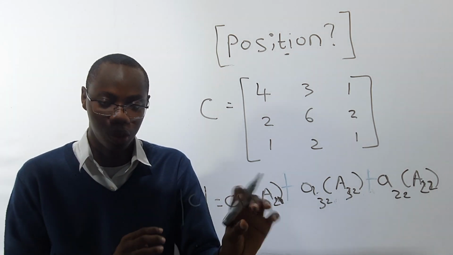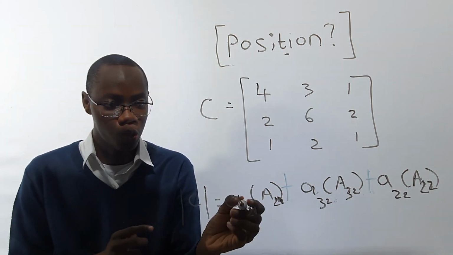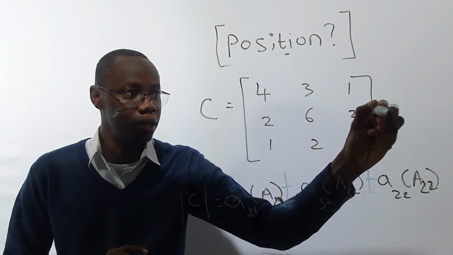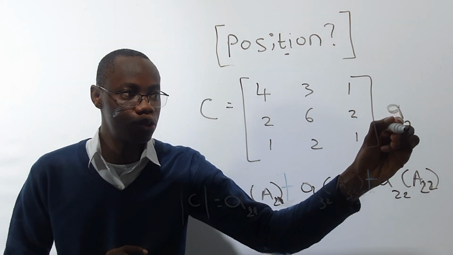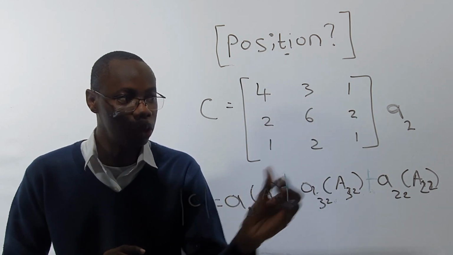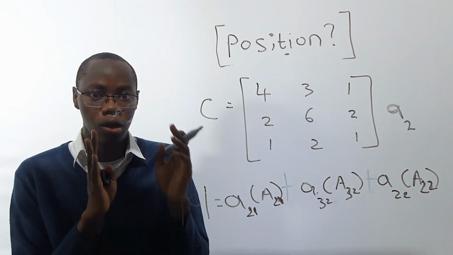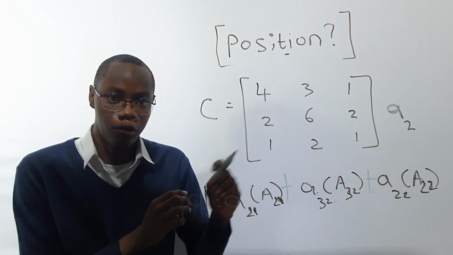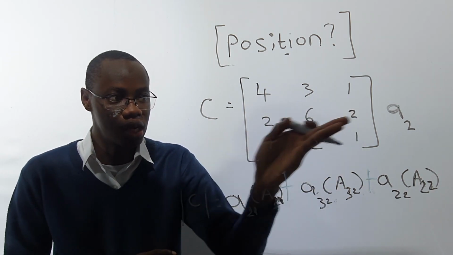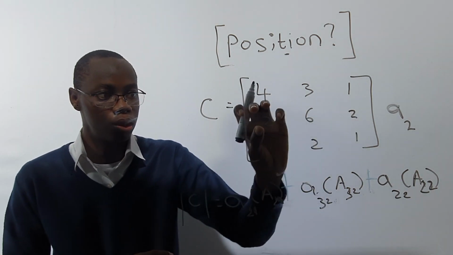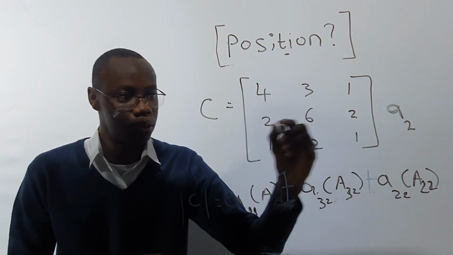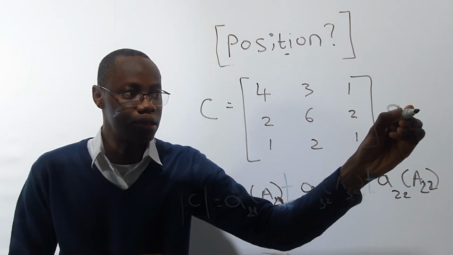All we care about is the position of the matrix, or the coordinates of the matrix. So where is a 2 1? That will be the second row and the first column. So a 2 1 is the element in the second row, first column. This is what they are looking for here, which is equal to 2.